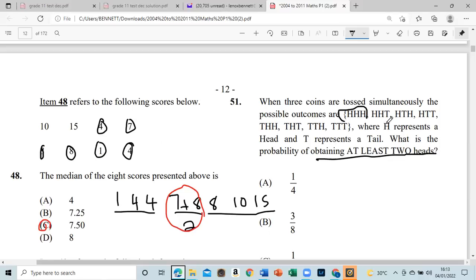So this is one. No, it can be 2 or more, right? So it's a 3 plus, yeah, it's like 4. Right, I think that's it. So that's 1, 2, 3, 4. So 4 out of how many? 1, 2, 3, 4, 5, 6, 7, 8. So it's a half. 4 over 8, which is a half.